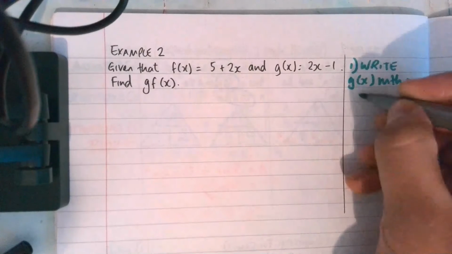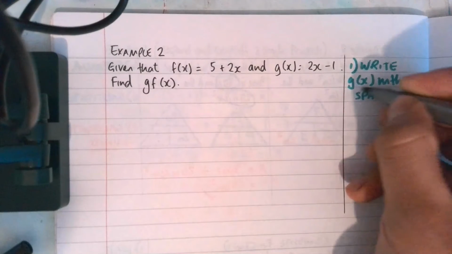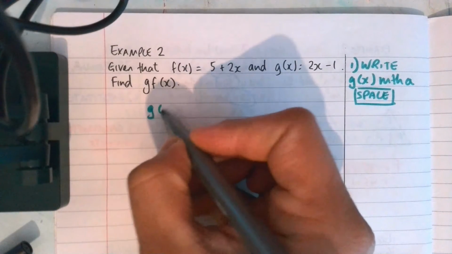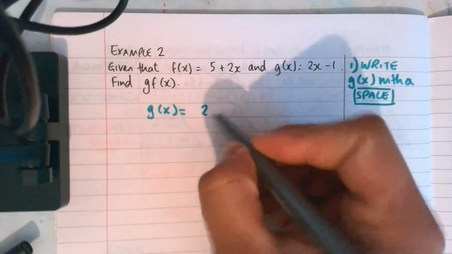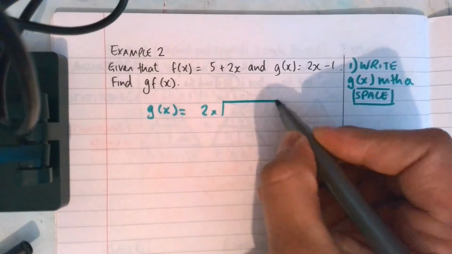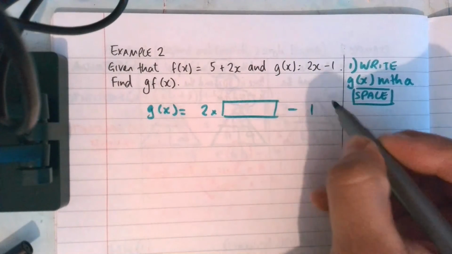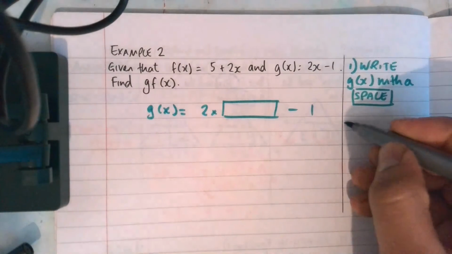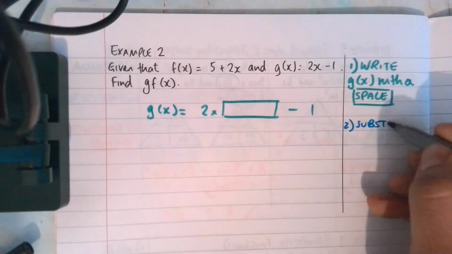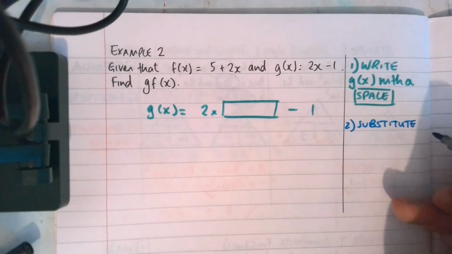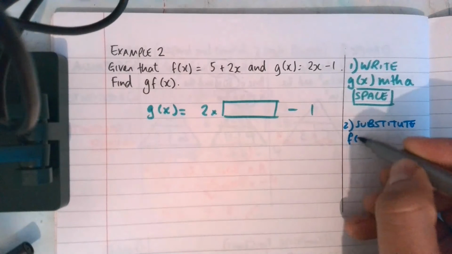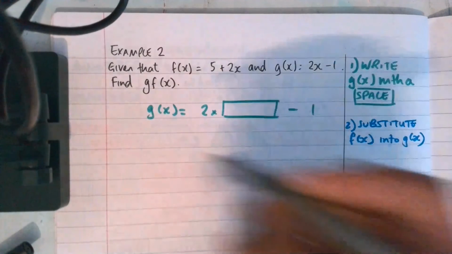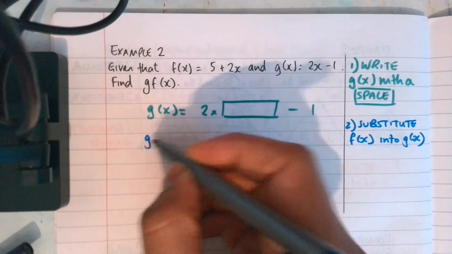So this time we're going to write the function g with a space. Function g equals 2 times the empty space minus 1, and in that empty space we'll put the function f, which is 5 plus 2x. So our second step will be to substitute into there, or substitute function f into function g. Okay, that's what it means. g is what's being substituted into.